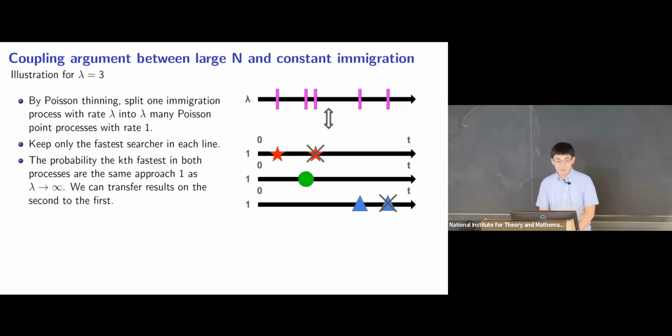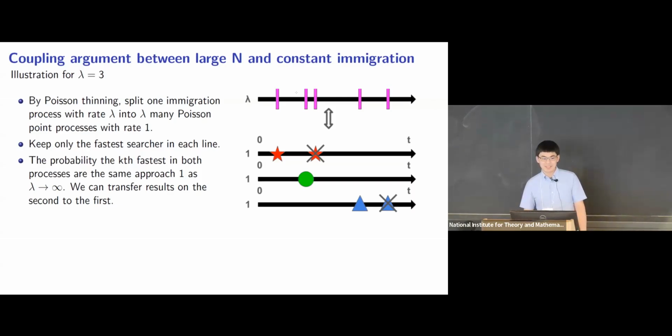But if your lambda is really big, the probability that your third searcher gets X'd out is really small, right? Because what needs to happen for your third searcher to get X'd out? It needs to land behind either the first fastest or the second fastest. If lambda was like 1,000, there's another 900 something more lines. That third guy's probably not going to end up on the same line as the first two. So the probability that the kth fastest in both of these processes match approaches 1, and therefore we can transfer results from this second process onto the first process.